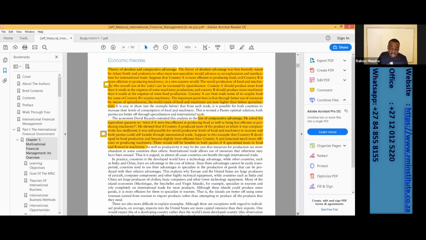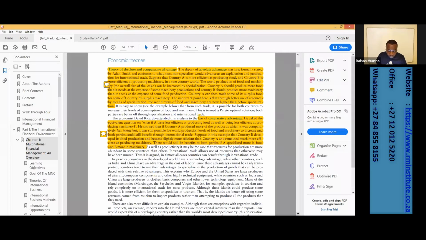Mainly because if they are going to be specializing more in producing food, whenever they have excess food, they can now use that excess to actually what? Trade for machinery with what? With country B as well. So there is still some benefit that can be derived.